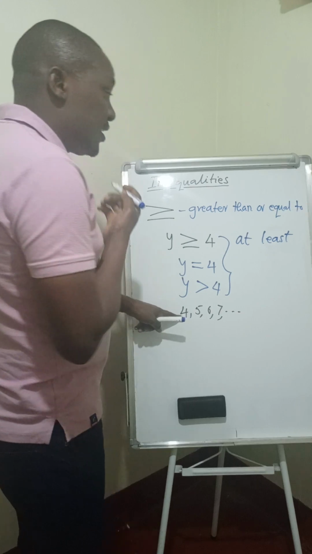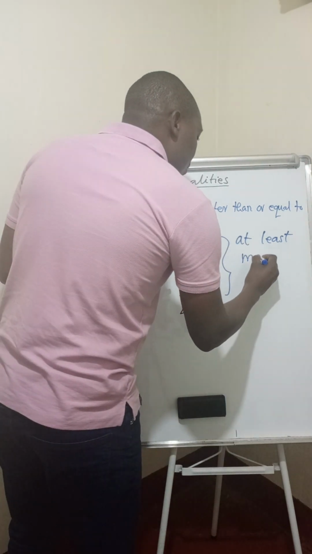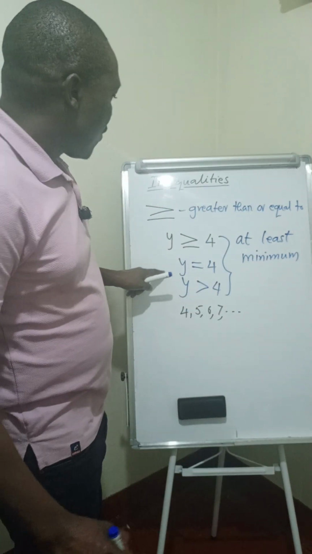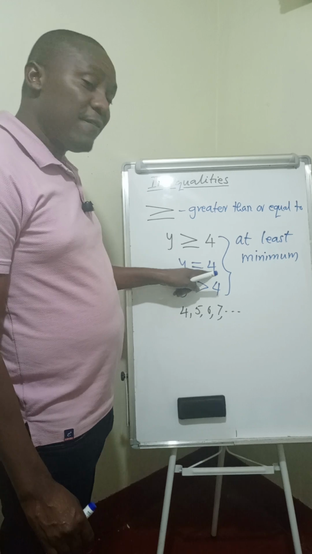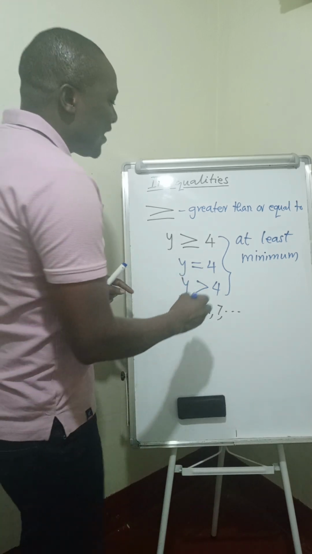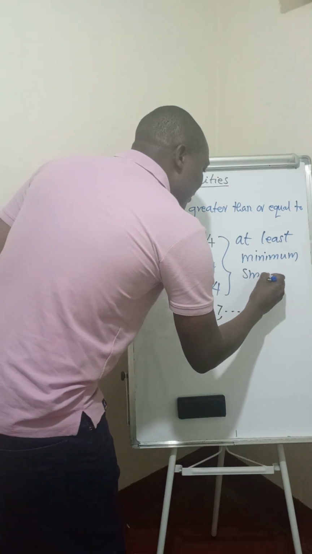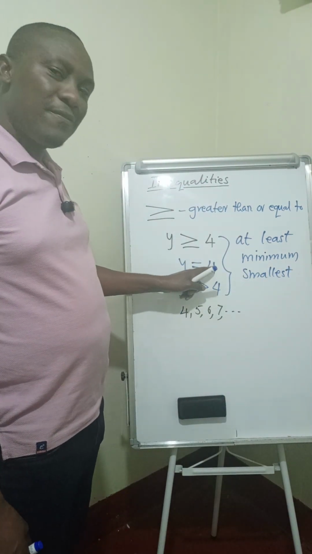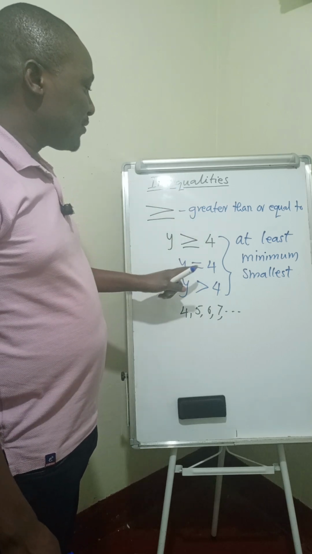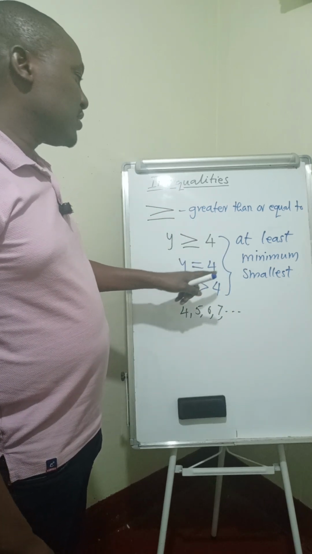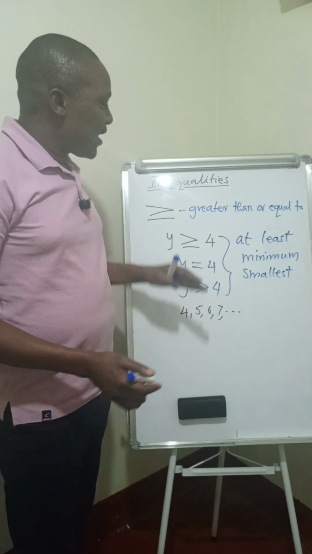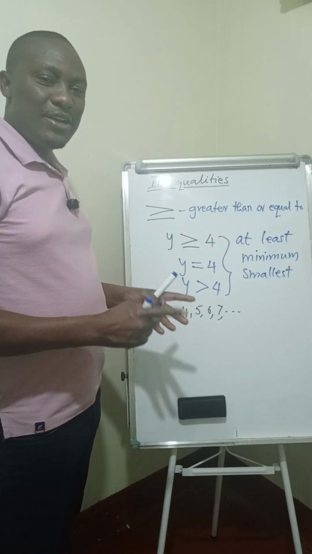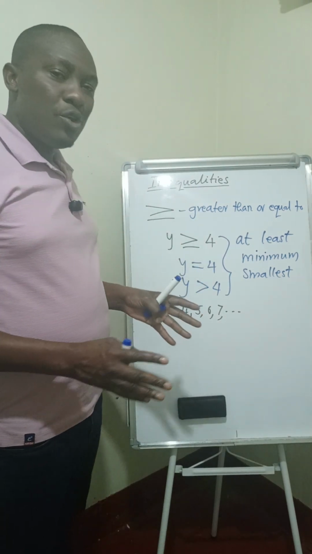We can also say the minimum value of y is 4. Minimum, the smallest value of y is 4. The smallest value of y is 4. My dear learners, have we got it right? The meaning of the two symbols, less than or equal to, greater than or equal to.